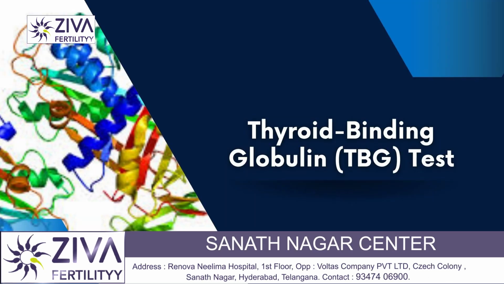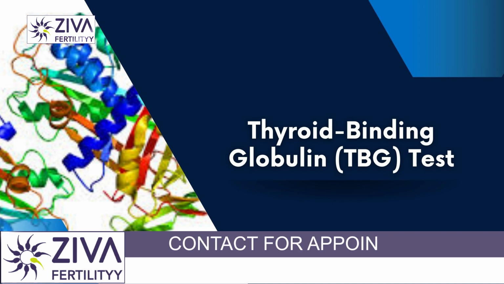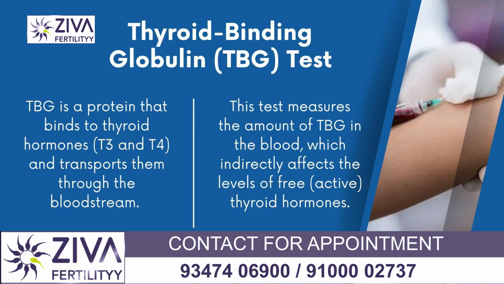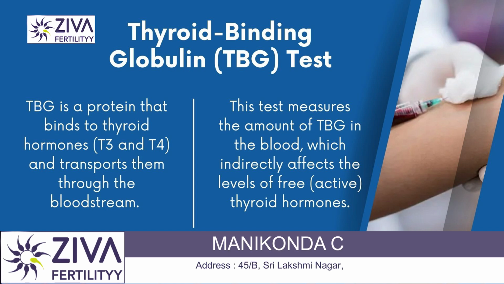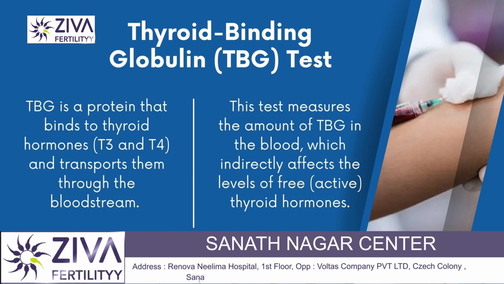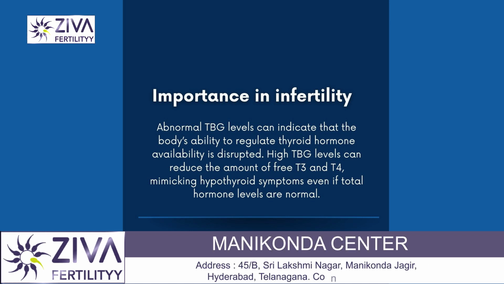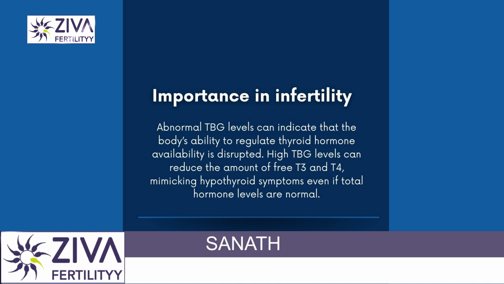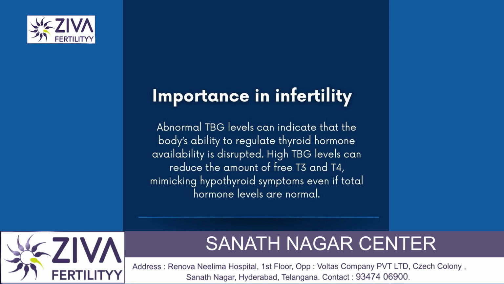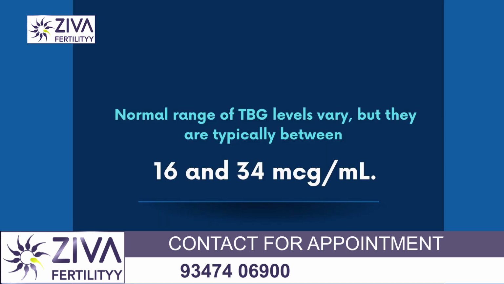The thyroid binding globulin test is next. TBG is a protein that binds to thyroid hormones T3 and T4, and it transports them through the bloodstream. This test measures the amount of TBG in the blood, which indirectly affects the levels of free or active thyroid hormones. If TBG levels are abnormal, it can indicate that the body's ability to regulate thyroid hormone availability is disrupted. High TBG levels can reduce the amount of free T3 and T4, and this mimics hypothyroid symptoms even if total hormone levels are normal. TBG levels can vary, but normally they are between 16 and 34 micrograms per ml.